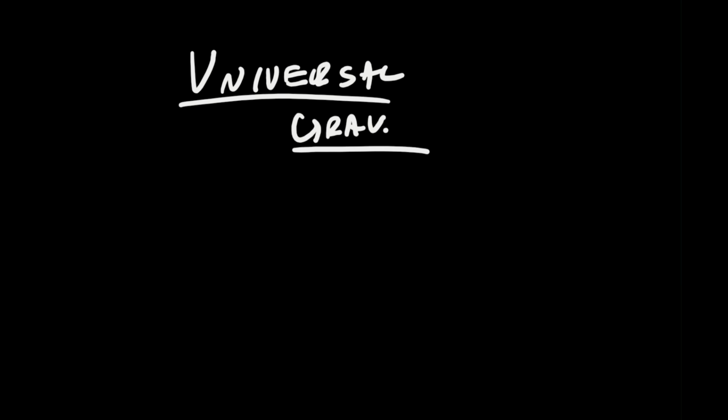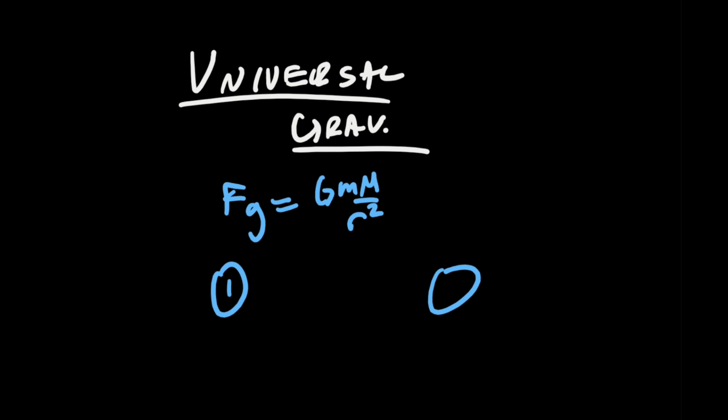Now we're moving back onto universal gravitation. So what is universal gravitation? Well, we remember from previous units that we have Fg is equal to Gmm over r squared, where G is just a constant. It's 6.67 times 10 to the negative 11 Newton meters squared over kilograms squared, where we have two masses. Let's say we have M1 and M2 over here, and then r here is going to be the distance between the centers of each of these.